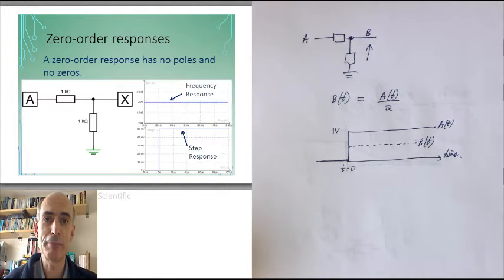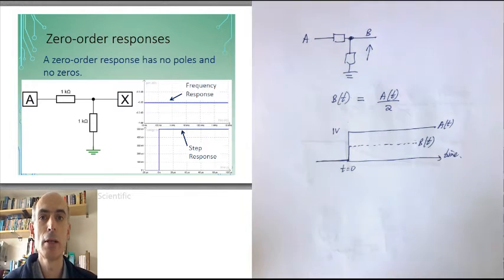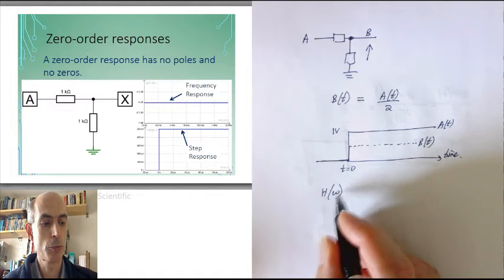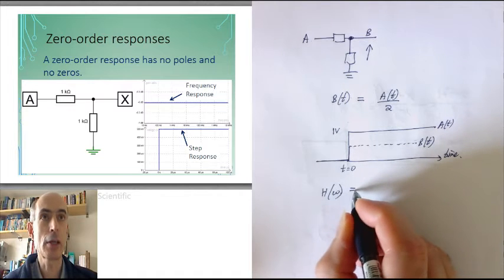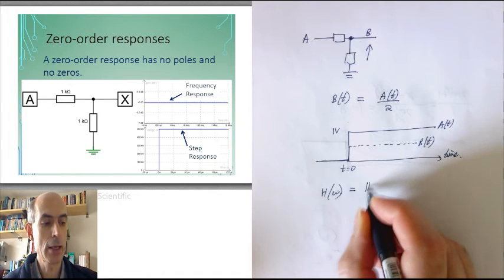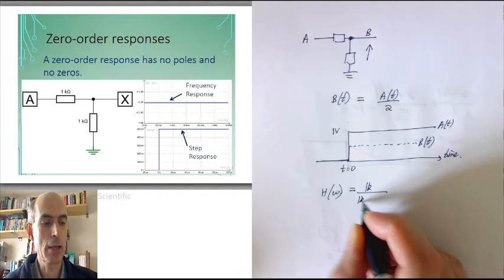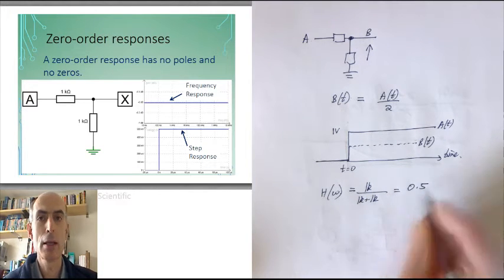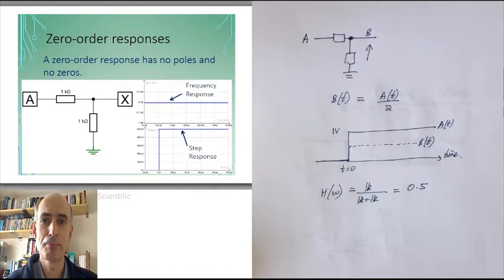Couldn't really be easier. In terms of the frequency response of this network, we can calculate that as well. H of omega would just be equal to, in this case, 1k over 1k plus 1k, which is a half, and it's independent of frequency.